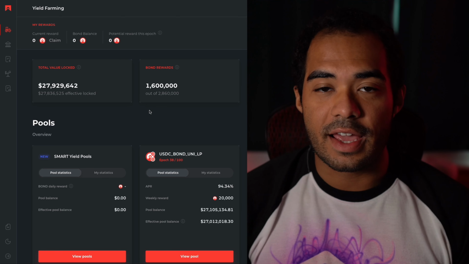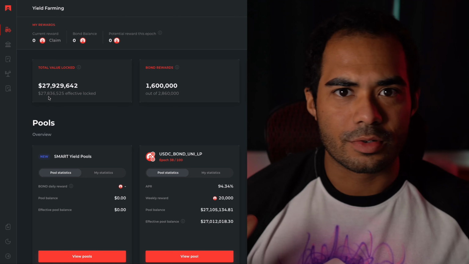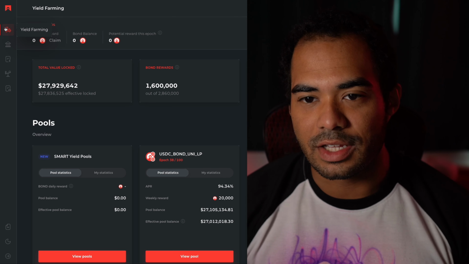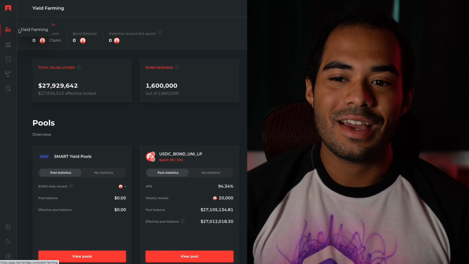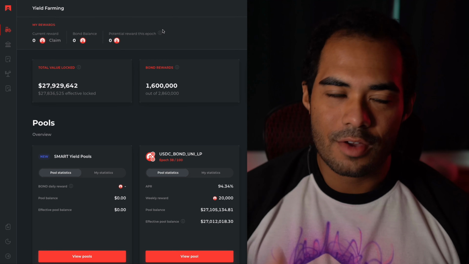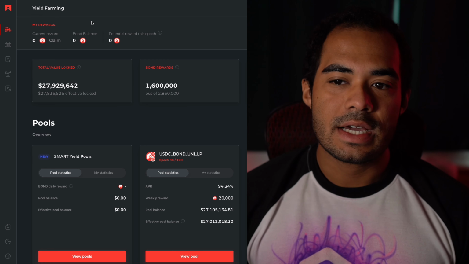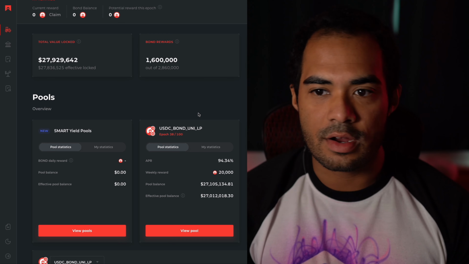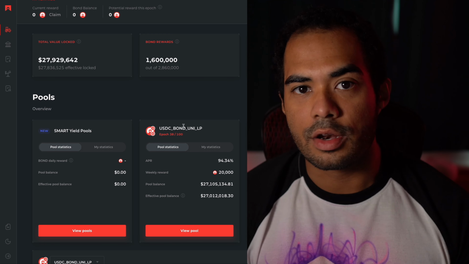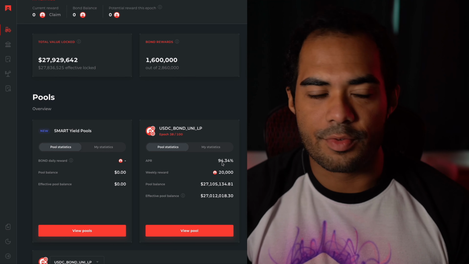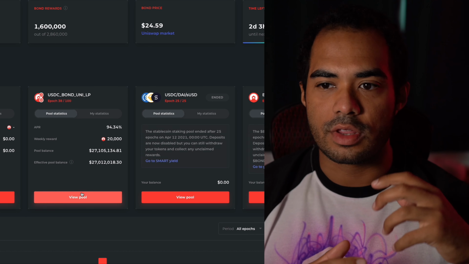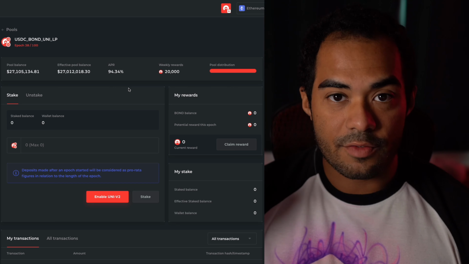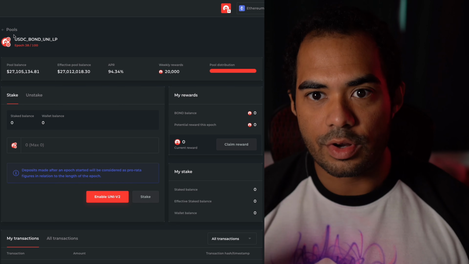So one of the first things that they have here, one of the first modules or buttons or whatever you want to call this stuff on the left, is going to be yield farming. Now, yield farming obviously is on some of your favorite DeFi platforms. But they do only currently have one pool available in this section, which is going to be the USDC bond Uni pool. Pretty much providing liquidity on Uni for the USDC and bond, which is their governance token, providing liquidity for that pair.